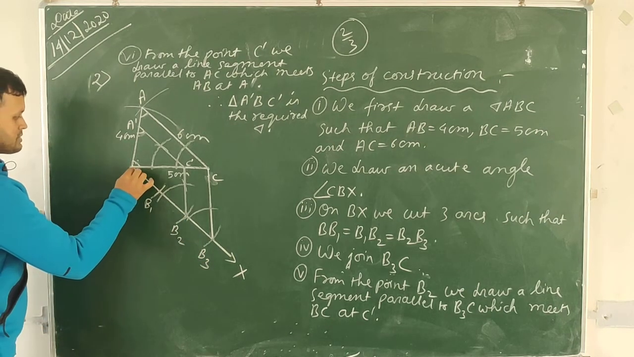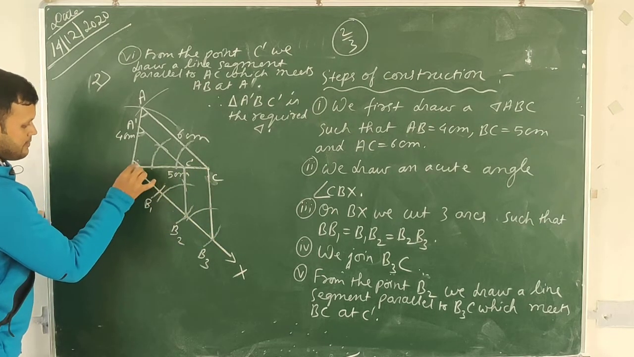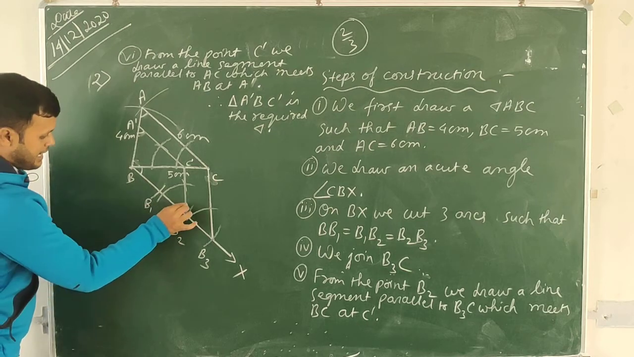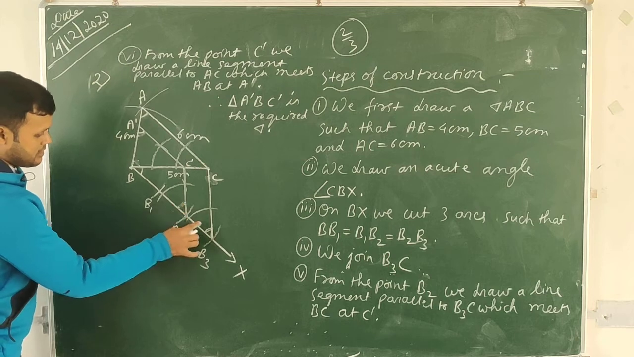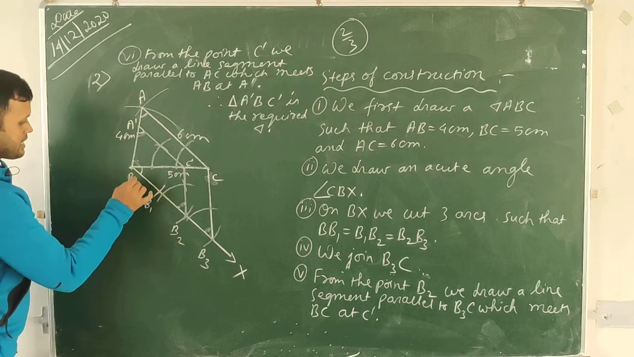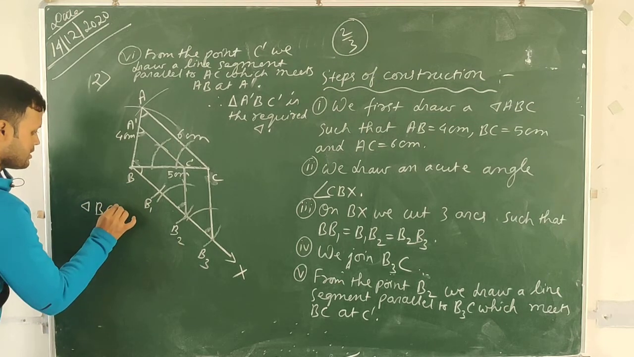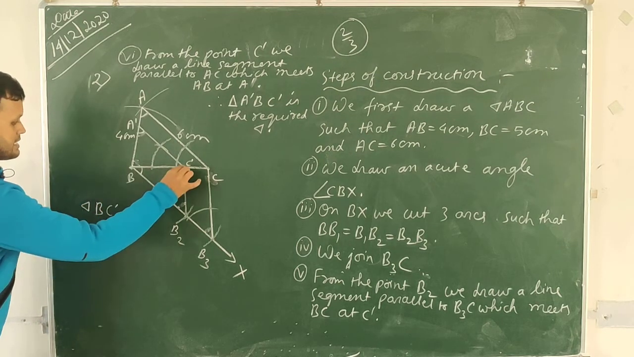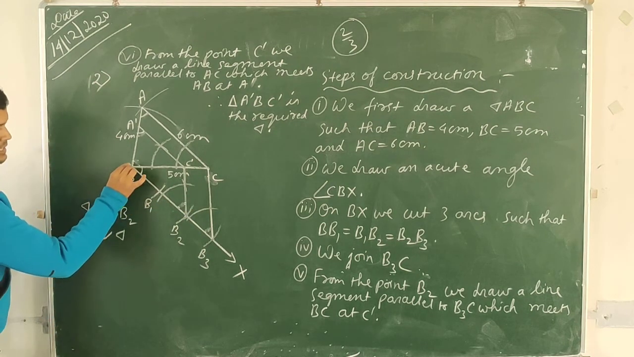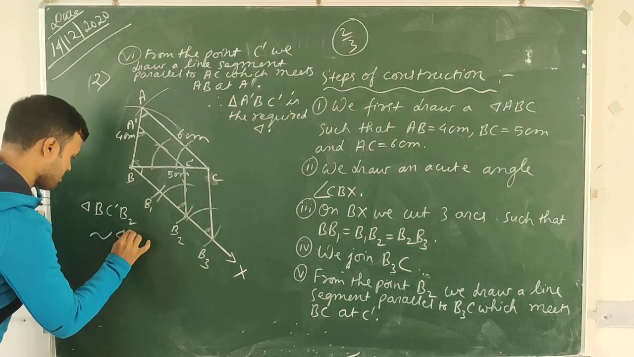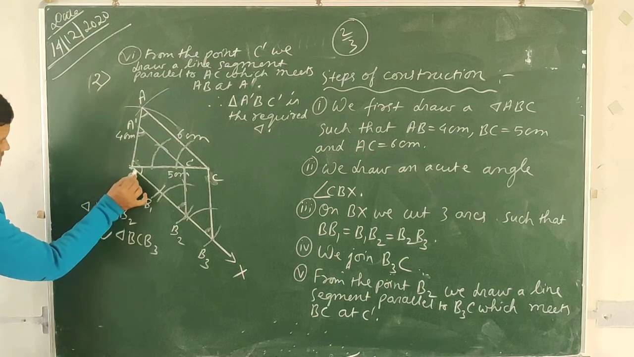So again you will observe that this triangle and this bigger triangle are also similar, because this angle is the common angle, and this angle and this angle can be taken as corresponding angles. So these two triangles are similar. So I can easily write that triangle B C dash B2 is similar to triangle B C B3, isn't it?